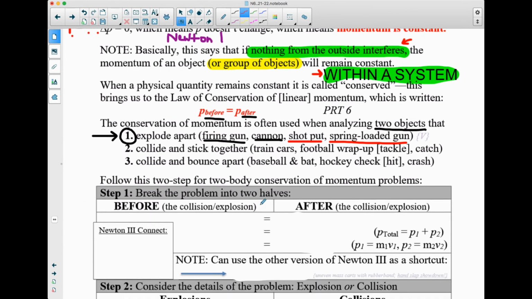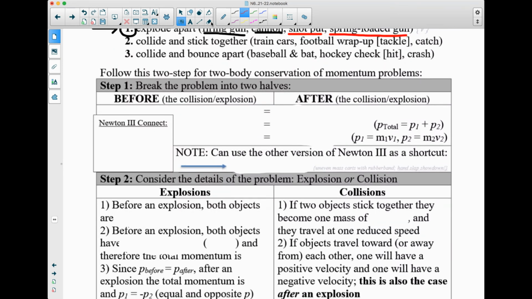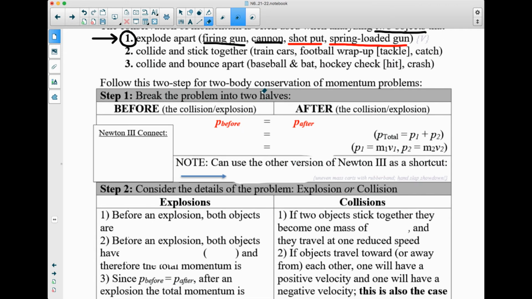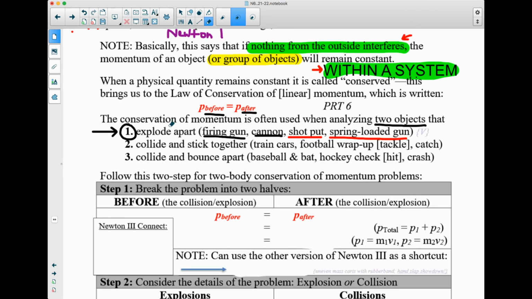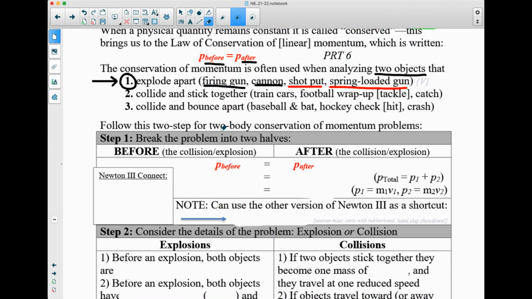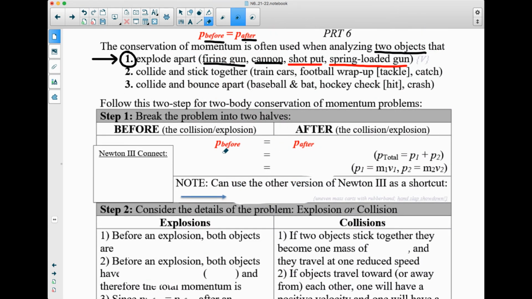So how do we actually do this? It's actually pretty straightforward, but you must follow the process. Break the problem into two halves. I want you to write it out just like this: P before equals P after. Now, how will you know to even do this? Basically, if you see an explosion problem and they start giving you masses and velocities, then you're probably doing conservation of momentum.